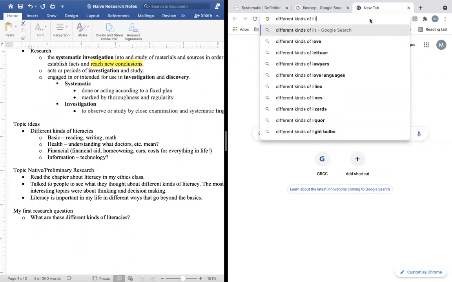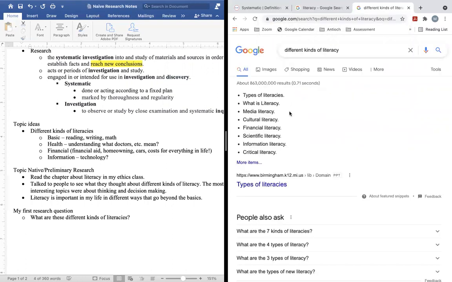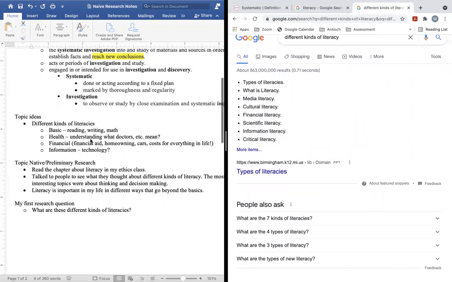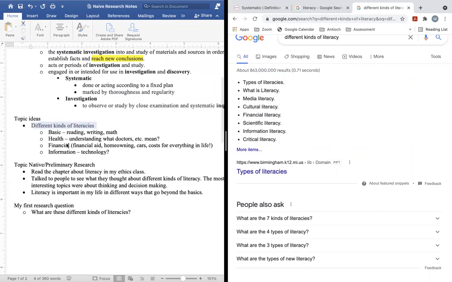So, different kinds of literacy. Now I'm just going to say literacy and see what I get. So all these different kinds of literacy. Oh, and some of them I have on my list already for potential topic ideas. And so I just typed in different kinds of literacy and I see there are some, and there are more. And from talking to other people and just the stuff that I'm interested in, I already know that I am leaning towards this thing that has to do with information. And so I know I'm interested in information literacy.